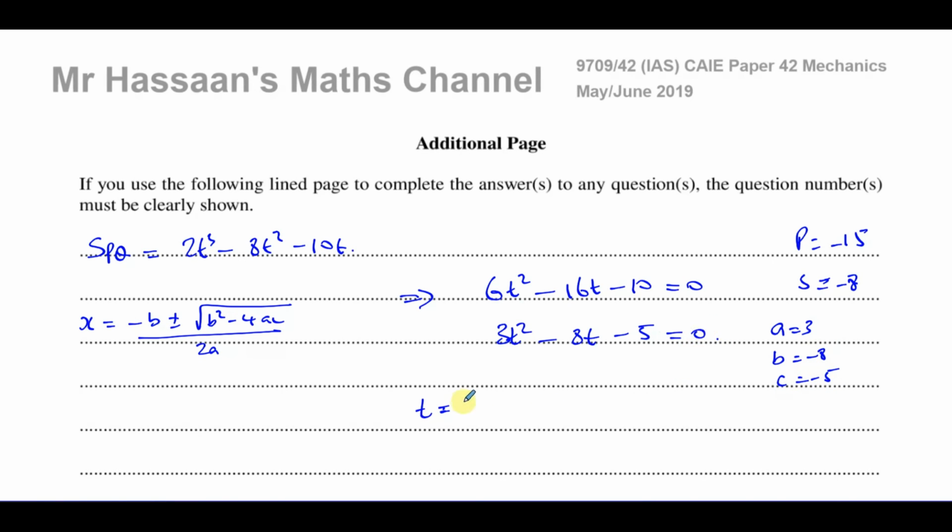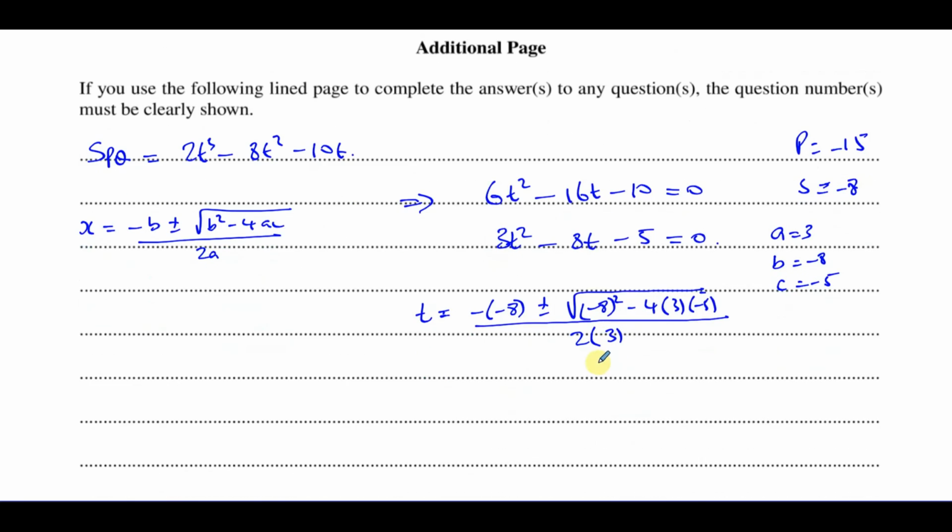So you have minus b, so it's minus minus 8, so be careful about that, plus or minus the square root of b squared, which is minus 8 in brackets squared, minus 4 times 3 times minus 5, all over 2 times a, which is 3. It's very important that you put these numbers in the right place. Those will be your method marks. If you did that, you'll get the method marks with this question if you put the numbers in the right place, even if you did not quote the formula.